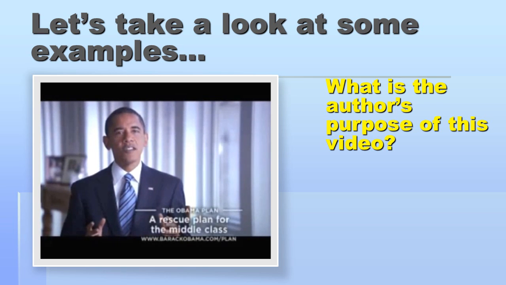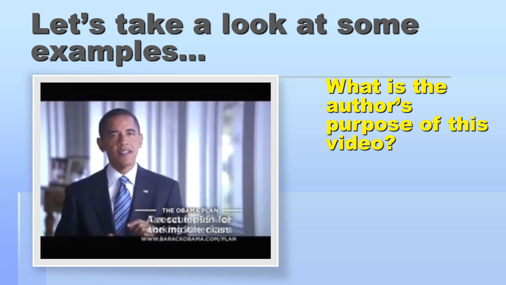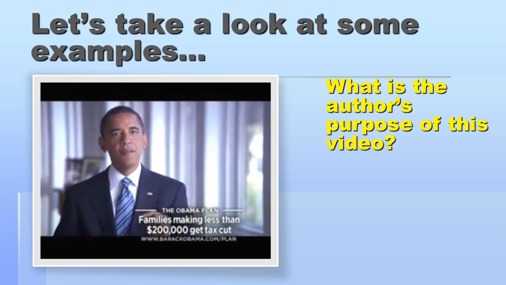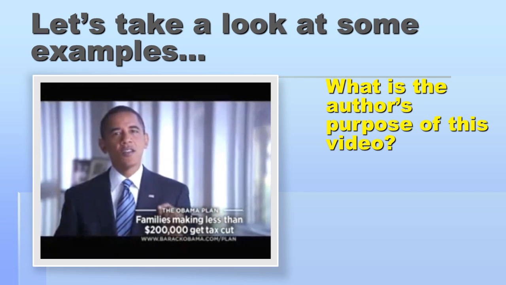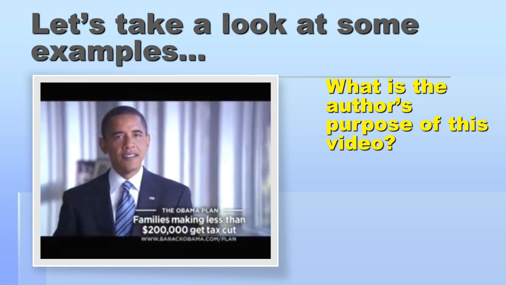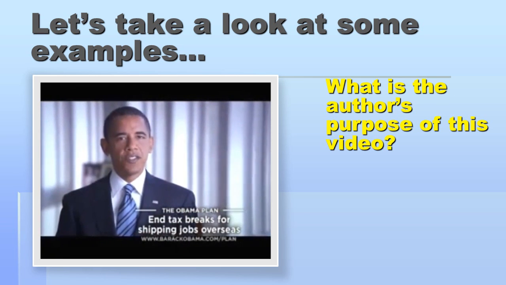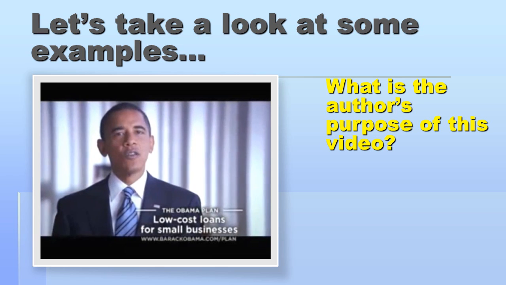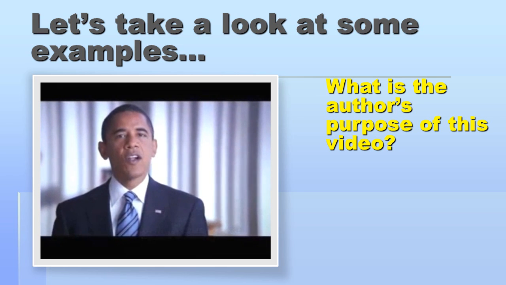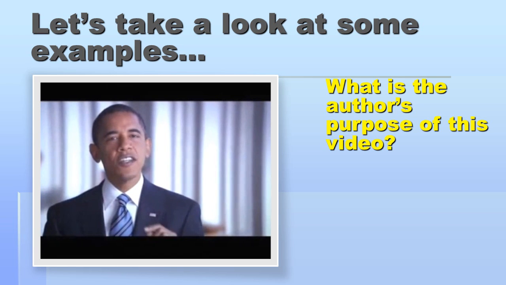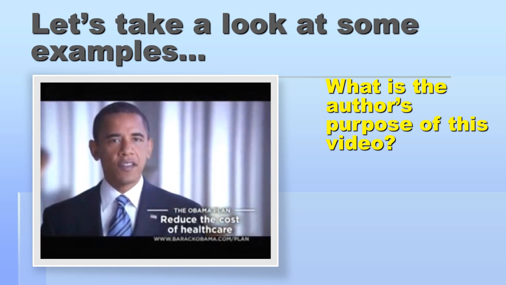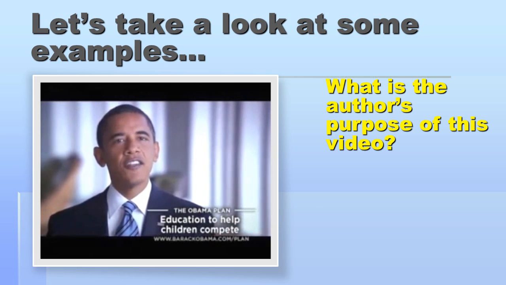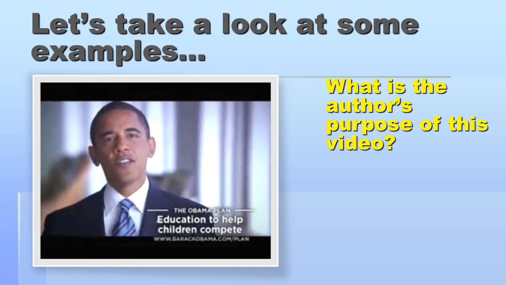To deal with our current emergency, I'll launch a rescue plan for the middle class that begins with a tax cut for 95% of working Americans. If you have a job, pay taxes, and make less than $200,000 a year, you'll get a tax cut. I'll end the tax breaks for companies that ship our jobs overseas and give them to companies that create jobs here in America. And I'll make low-cost loans available to small businesses. To build our economy for the future, I'll focus on our urgent national priorities: reducing the cost of health care, breaking our dependence on foreign oil, and making sure that every child gets the education they need to compete. How will I pay for these priorities?